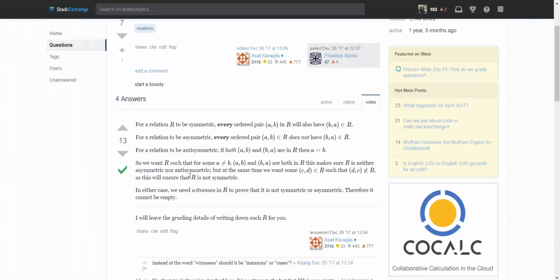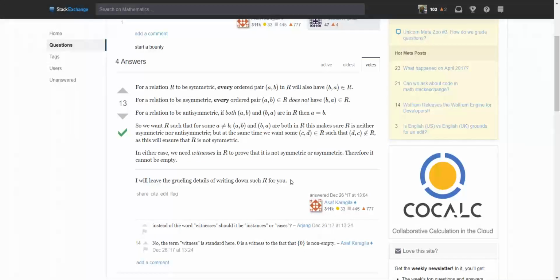We also need one pair such that (B, A) does not belong to R, as this will ensure that R is not symmetric. In this case, we need a witness in order to prove that it's not asymmetric, so it cannot be empty. The grueling details of writing down such a relation are left for you.